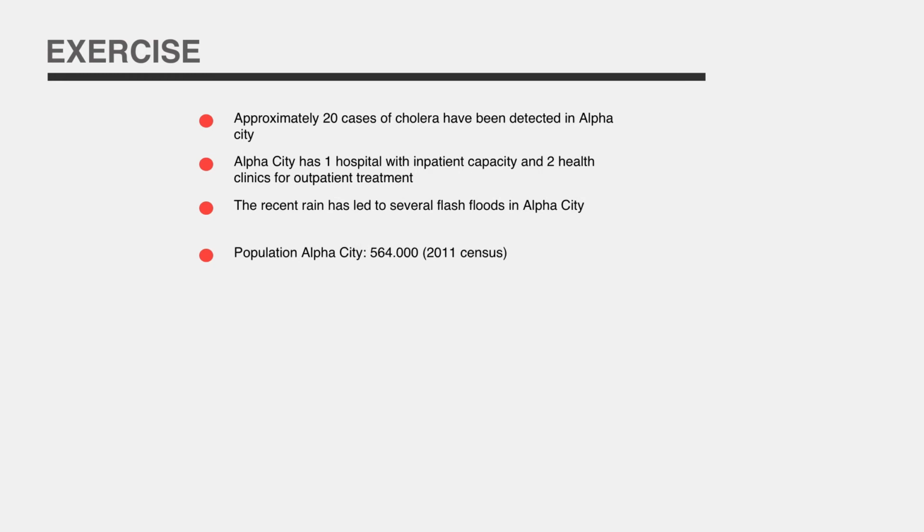Exercise. Let's try this for ourselves. Look at these 4 snippets of data and see if you can connect the dots and make a coherent paragraph out of them. Approximately 20 cases of cholera have been detected in Alpha City. Alpha City has 1 hospital with inpatient capacity and 2 health clinics for outpatient treatment. The recent rain has led to several flash floods in Alpha City. Population of Alpha City, 564,000, 2011 census. Just take a pen and paper and use 4 minutes to note down a suggestion for yourself.